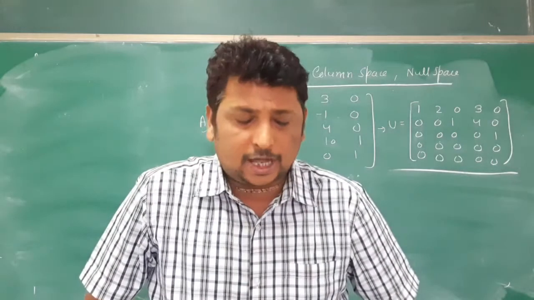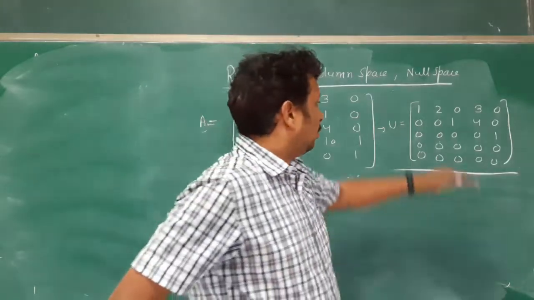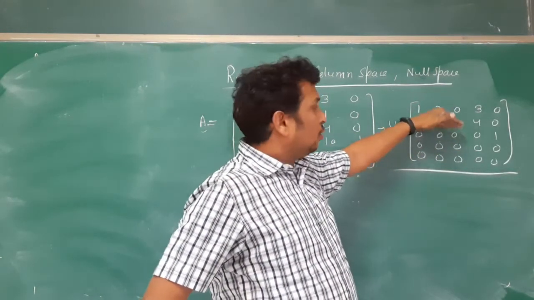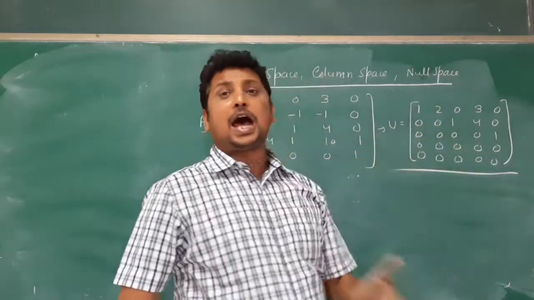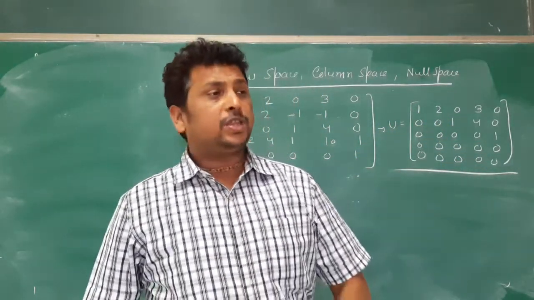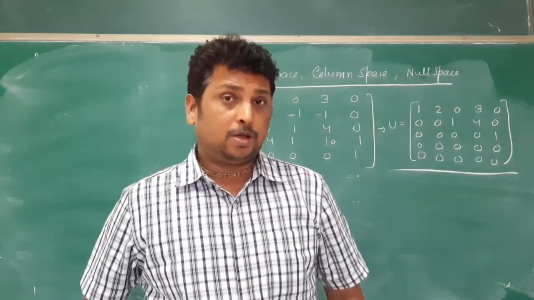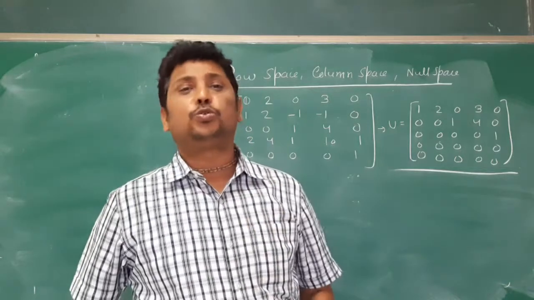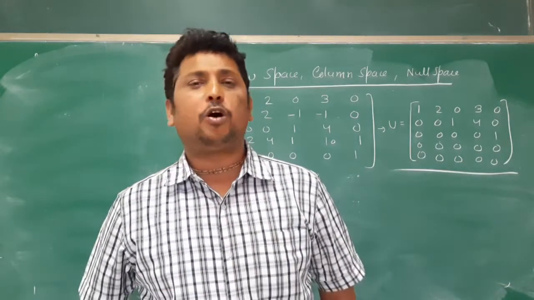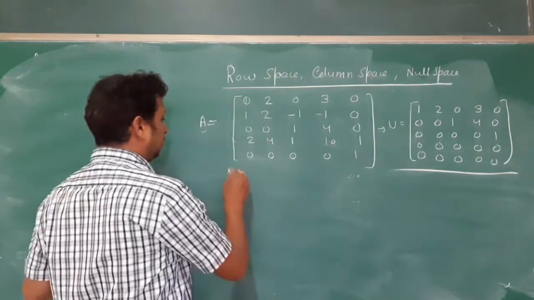Now check how many non-zero rows are there. The first is non-zero, the second is non-zero, the third is also non-zero. So the non-zero rows always form a basis for the row space. Once you convert a given matrix into echelon form, its non-zero rows are always linearly independent and form a basis for the row space. So what is a basis?